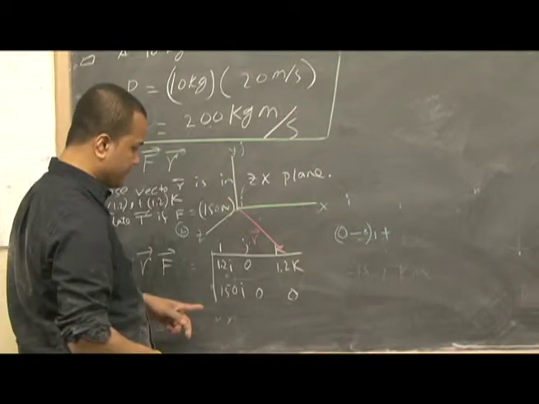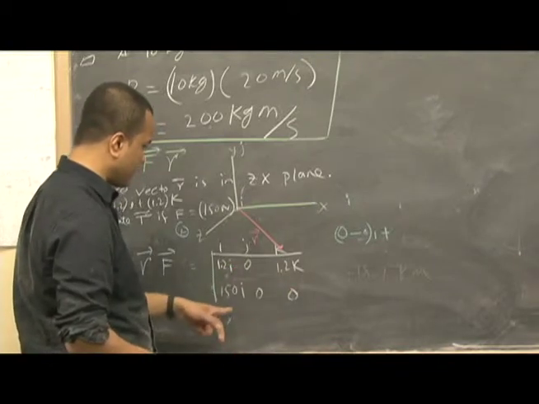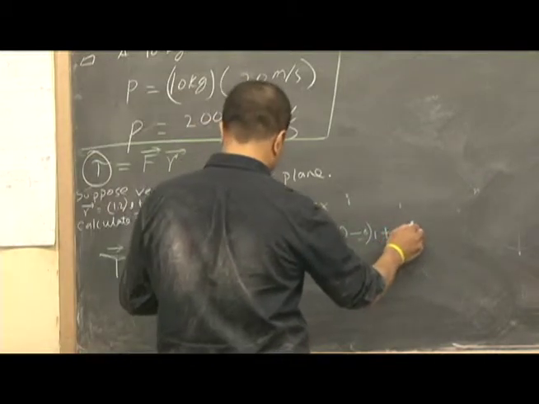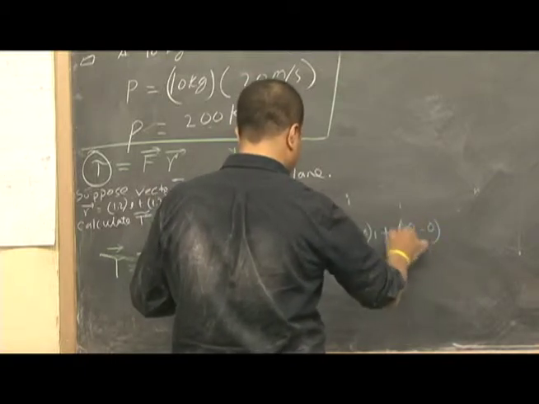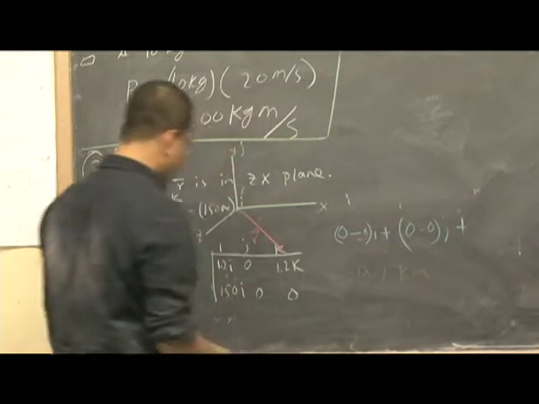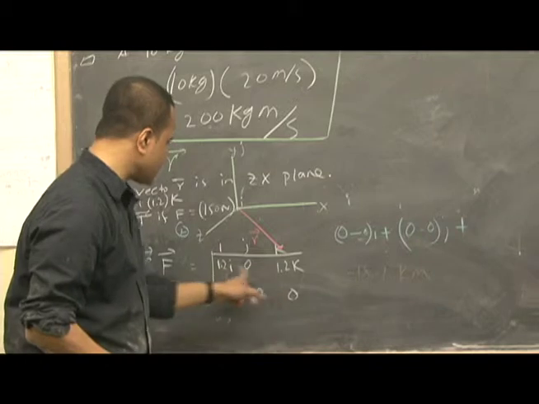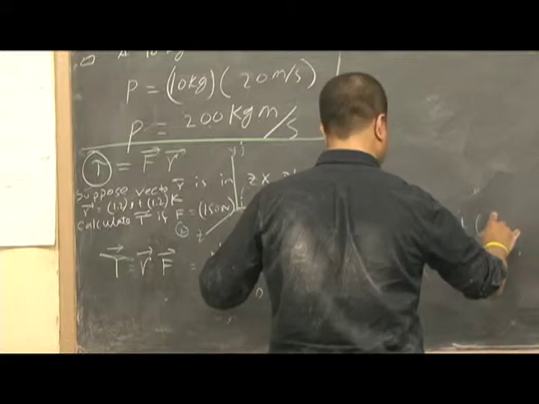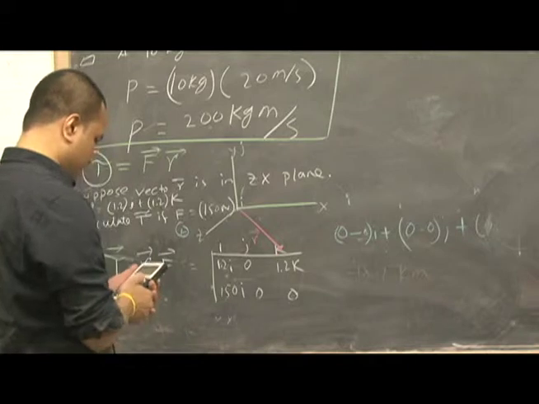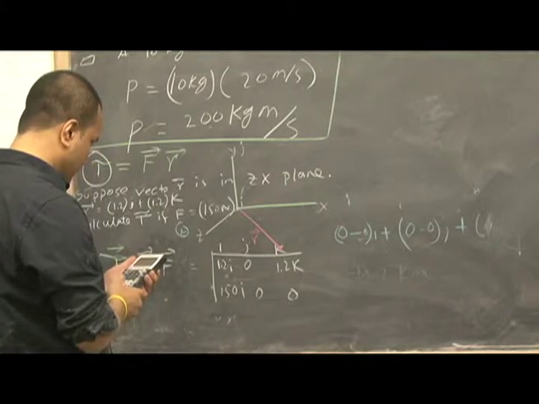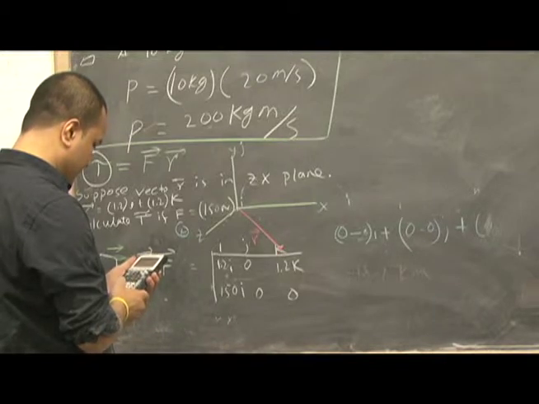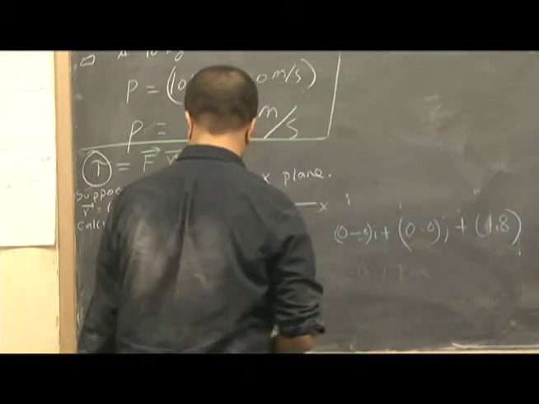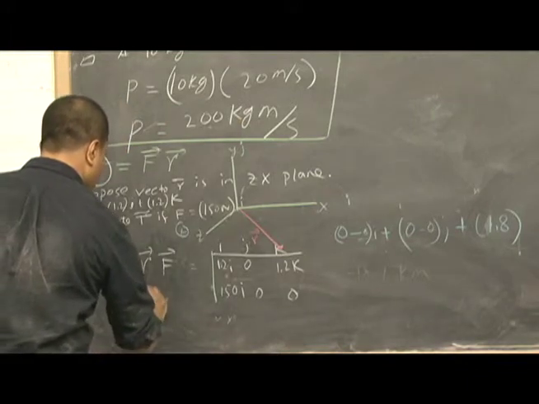Now we did this one, and we're going to do this one and this one. This is also 0, minus 0, this is j. Finally we have a k, this one and this one, so this one is 0, and then 150 times 1.2, which is 180. So our torque is simply 180.